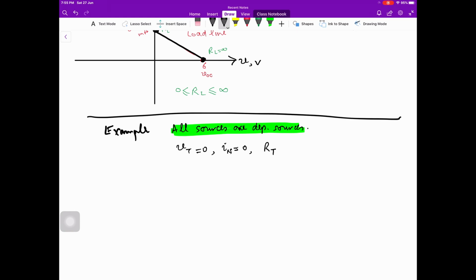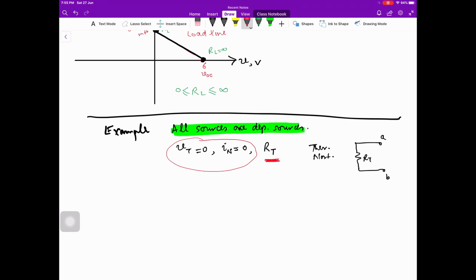and the Thevenin equivalent or the Norton equivalent will be RT, and we already know that the Thevenin and Norton resistances are the same. Why the Thevenin voltage and Norton current will be 0 will be explained in the following discussion, and we will have only the Thevenin equivalent.